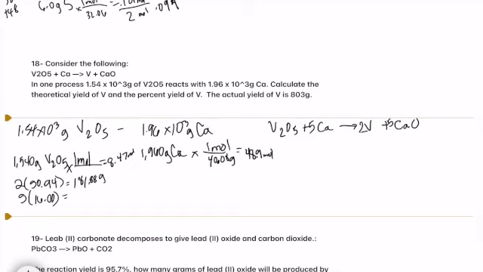But now we must use our molar ratios. We need just 1 mole of V2O5 according to our balanced equation. We need 5 moles though of calcium. Remember, the smaller number here is going to end up being our limiting reactant. 8.47 divided by 1 is still 8.47. 48.9 divided by 5 is 9.78. So we end up with the smaller number being V2O5. That's our limiting reactant.